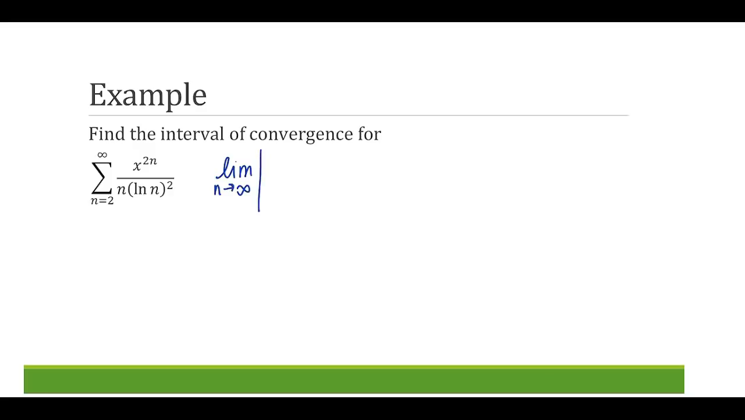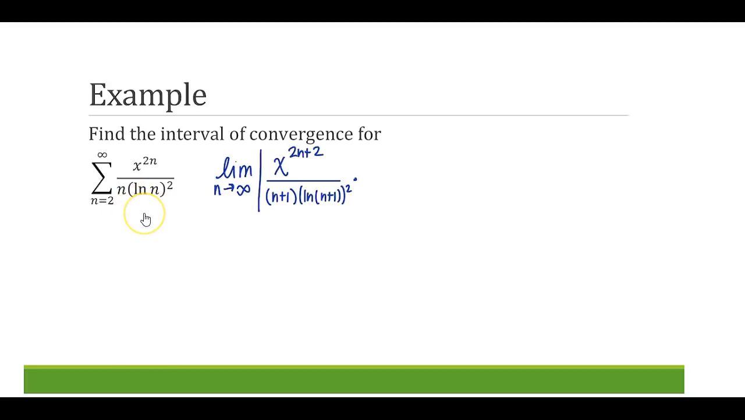absolute value of x to the, here we're going to plug in n plus 1, so we're applying the ratio test. We're going to plug in n plus 1 into n, so we get x to the 2n plus 2 over n plus 1 times natural log of n plus 1 squared, times the reciprocal, because the ratio test says a sub n plus 1 over a sub n.